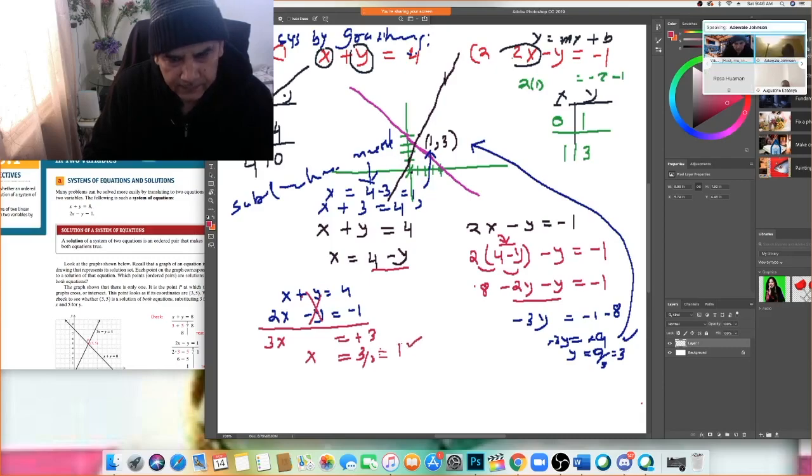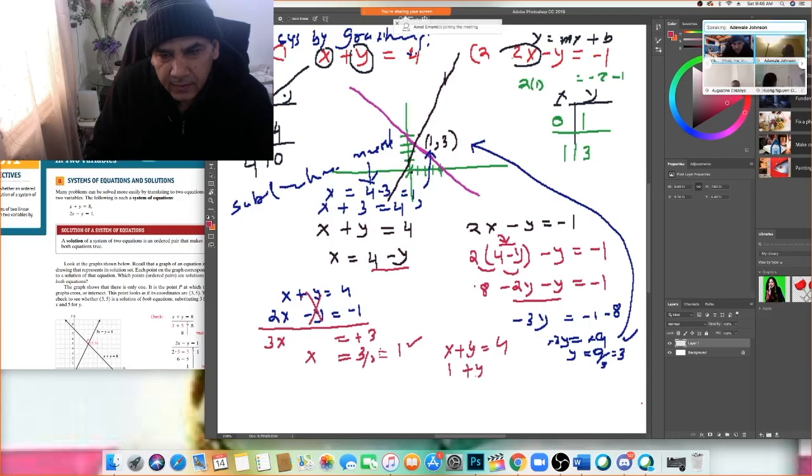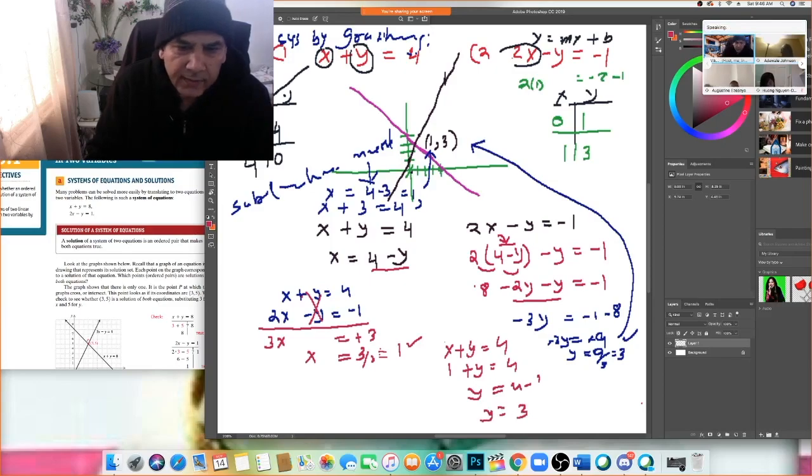Once you have the value of x, you can go back again into the original equation, which is right here. The original equation is x plus y equals 4. Now, 1 here plus y equals 4. y is going to be 4 minus 1, which is 3. So we have the same answer.